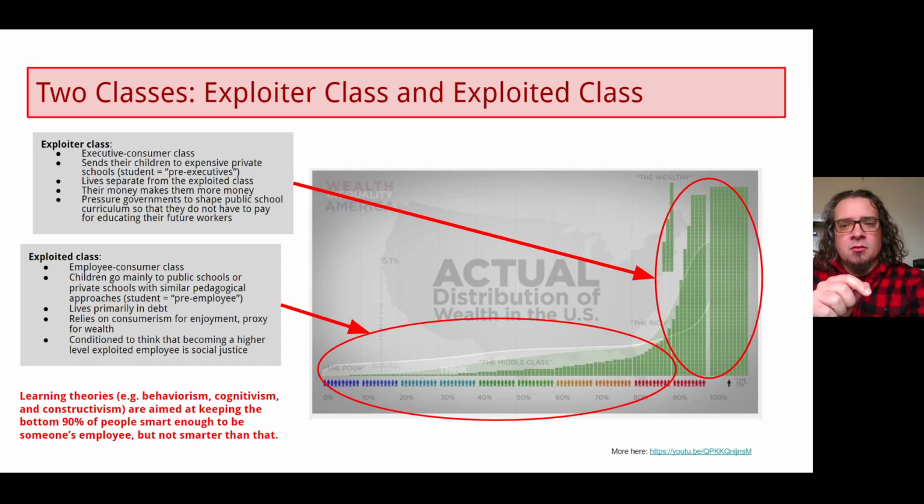Right? So the exploited class is intentionally dumbed down, but the way in which they're taught is in an extremely narrowed way so that they can be smart enough to press buttons on a keyboard and do reports, but not smart enough to actually think critically about their own situation, their neighbor's situation, the divisiveness within our own society, politics, right, and all of that.